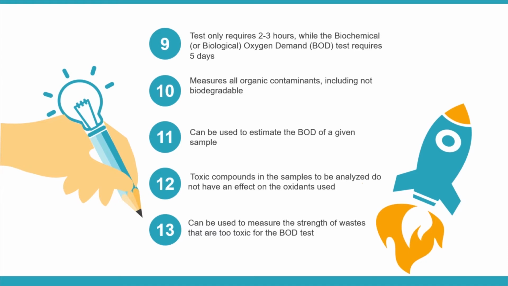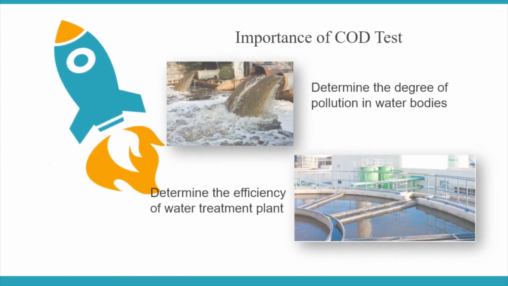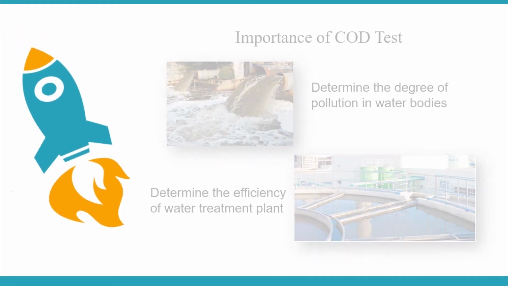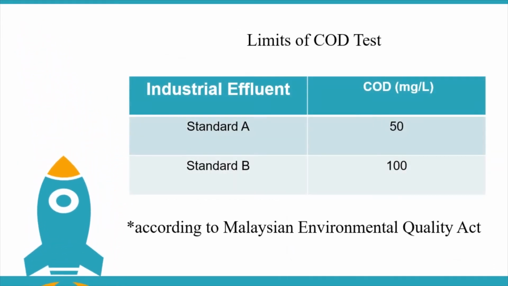The COD test is very important to determine the degree of pollution in water bodies and to determine the efficiency of water treatment plants. According to the Malaysian Environmental Quality Act, there are a set of limits for COD tests which we should refer to. Standard A should be 50 mg per liter and standard B should be 100 mg per liter.